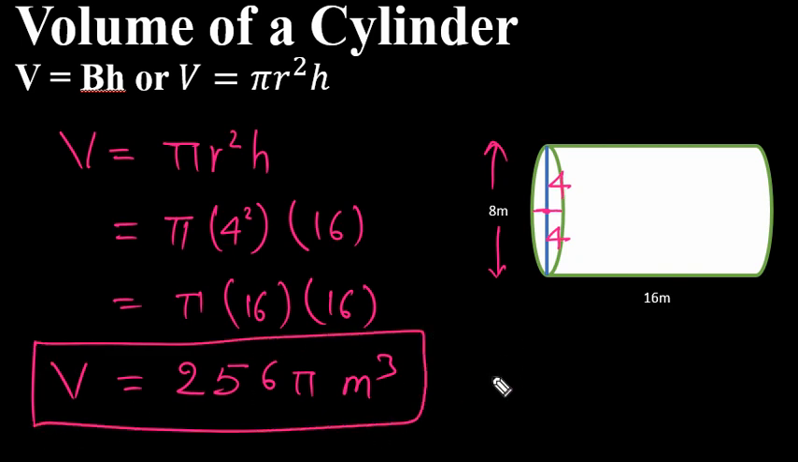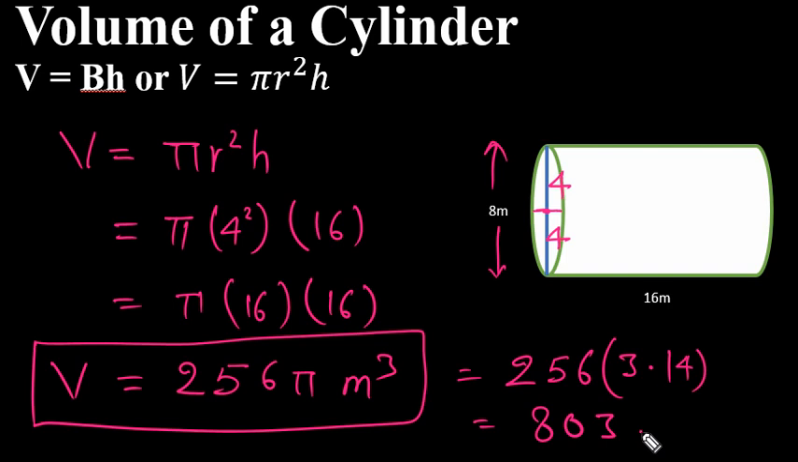You can further solve it if you put the value of pi. So 256 multiply with 3.14, and let's see, that will give us approximate 803.84 meter cube. So if it is in the question without pi, then this will be your answer, and if it is with the pi, that will be your answer. Both are correct, only we have solved it further.